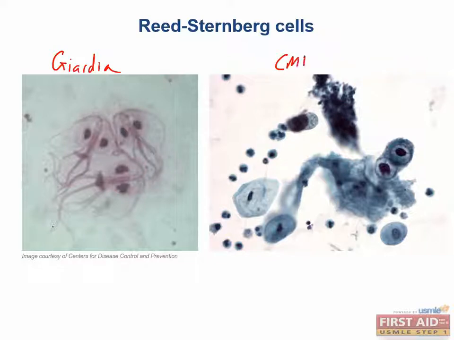Giardia and CMV infected cells both have a similar appearance, and especially the bilobed appearance of the CMV cell could be particularly confusing.